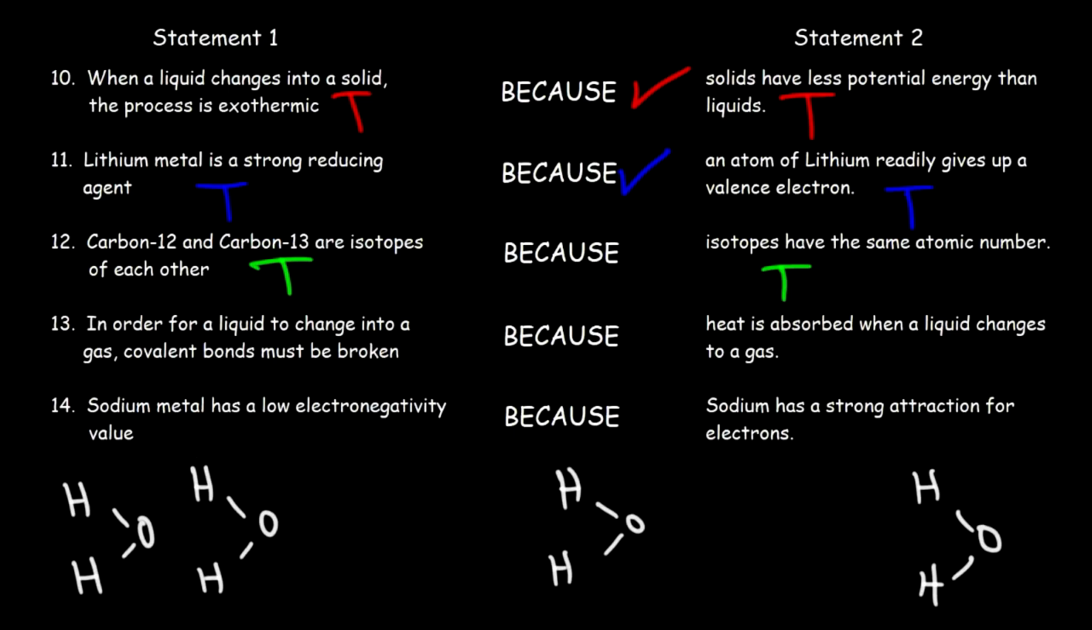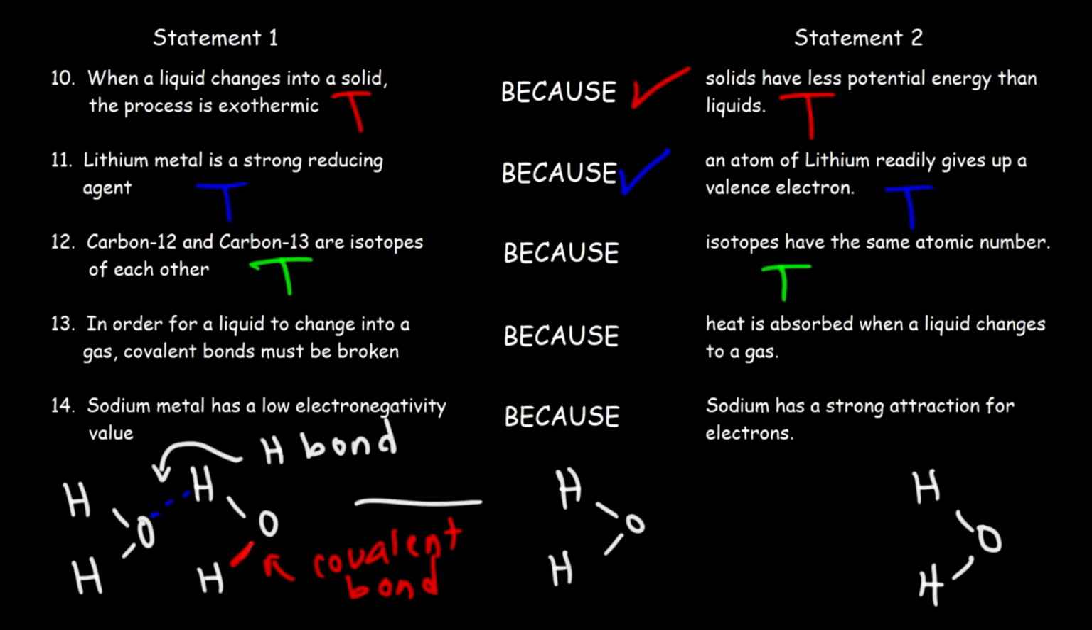Now, you need to know the difference between a hydrogen bond and a covalent bond. So the bond highlighted in blue, that is an H bond or a hydrogen bond. The bond highlighted in red, that is inside a molecule, that is a covalent bond. So make sure you understand that covalent bonds are within a single molecule, but hydrogen bonds are between two separate molecules.